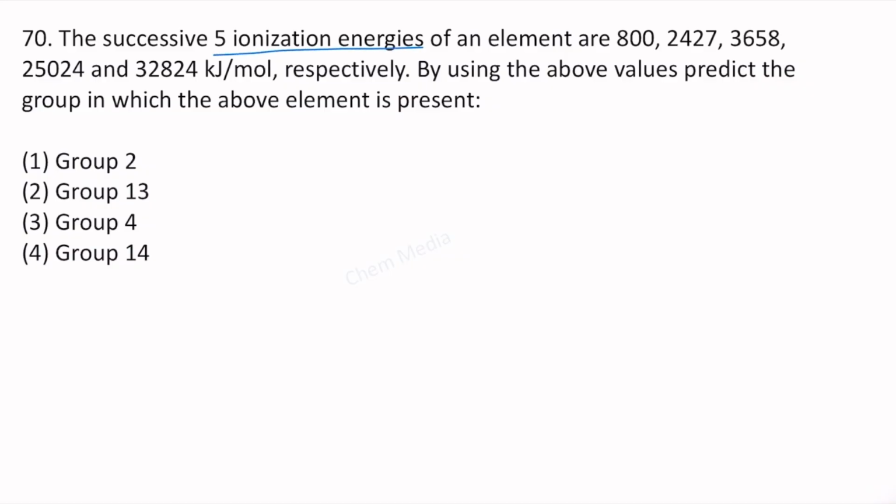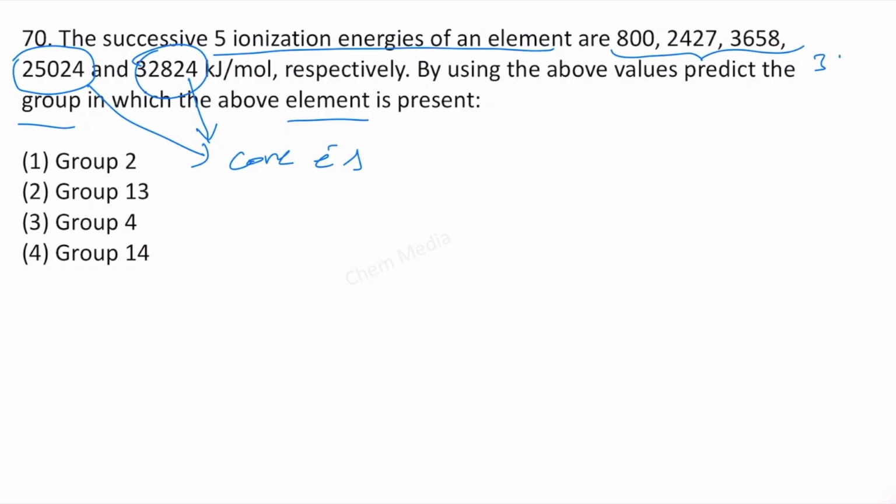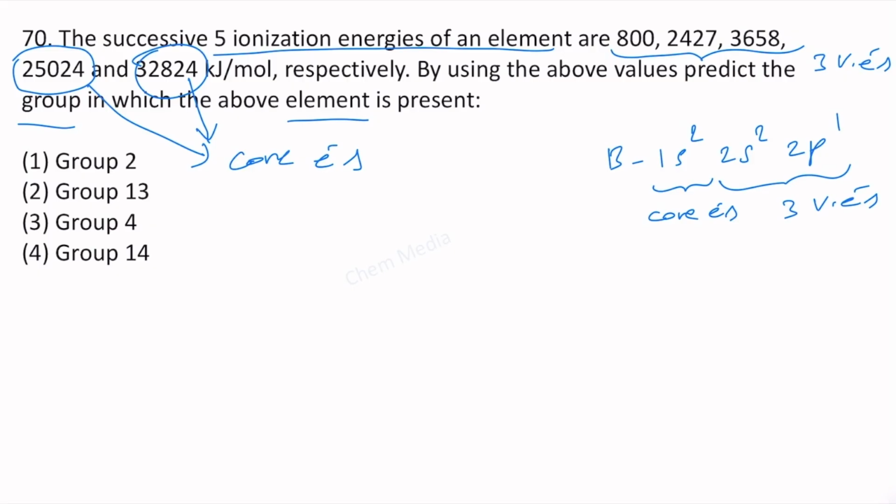5 successive ionization energies of an element are given and we need to figure out which group the element belongs to. We do see a sudden spike in value for the 4th ionization energy. We do see a huge number for the 5th one. And this means that here we are trying to knock out the core electrons, whereas these values correspond to the valence electrons. Boron has 3 valence electrons, 1s2, 2s2, 2p1. We have 3 valence electrons here, and therefore when we try to knock out the core electrons, the ionization energy is increasing tremendously.